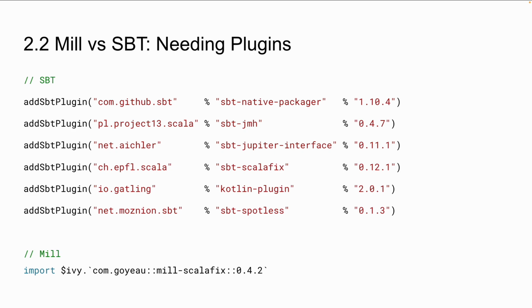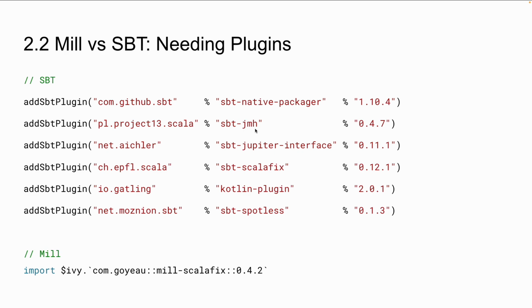Another advantage of Mill is in terms of using plugins. So the Gatling project has the following plugins. This is a subset, there's actually more. And these are all things that are pretty straightforward that many projects, or almost all projects, will need to do. Most projects will need to create some kind of assembly jars to deploy the binary to run somewhere.